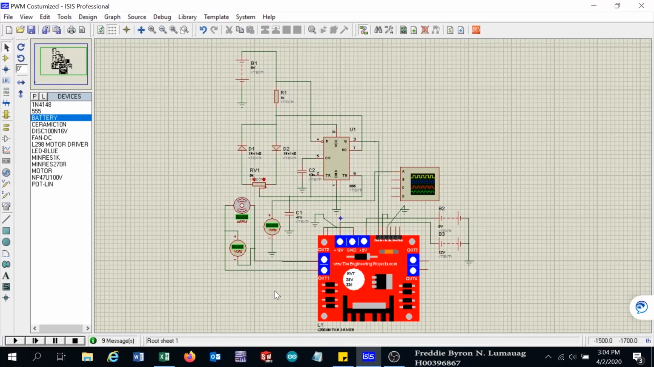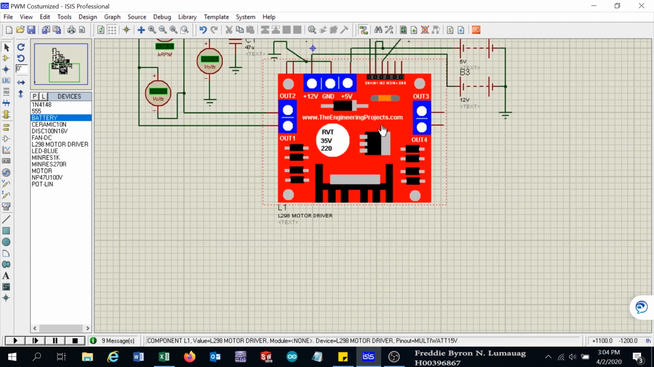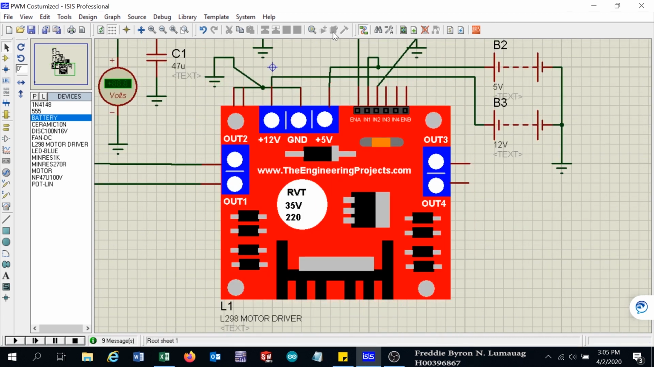Hello. Last time we connected the L298 motor driver. We did not use the enable, but we connected only the power supplies and the motors, and we controlled it in forward and reverse directions. Now in this case, we will control the speed of the motor by using the enable terminal here.